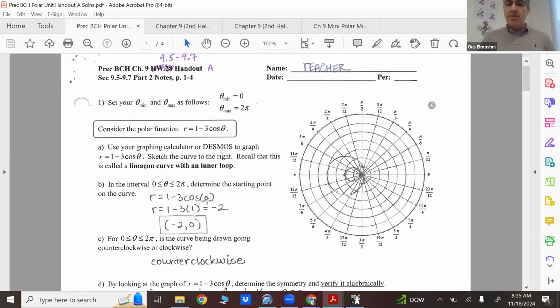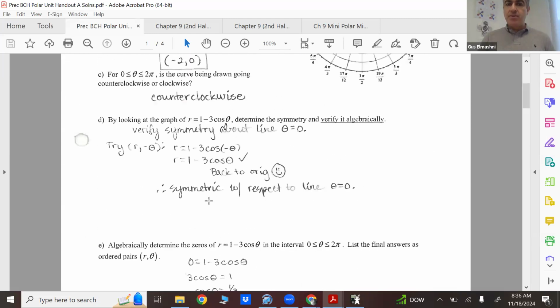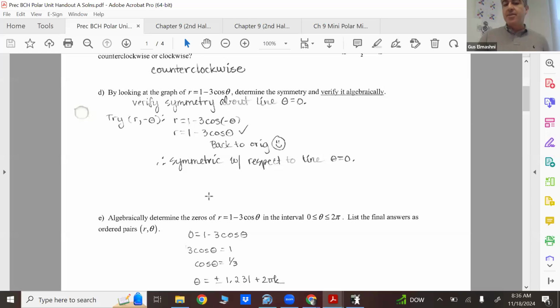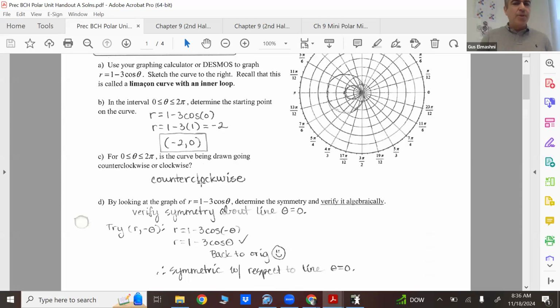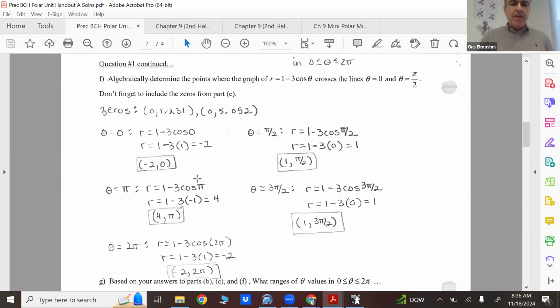So, questions on those first 5 parts? Definitely D and E I'm going to ask for sure. I'll give you the graph. I'll give you the equation, so you don't have to make the graph. Don't worry about that. But I'm going to ask something like D and E for sure. And then probably F is a good one too.